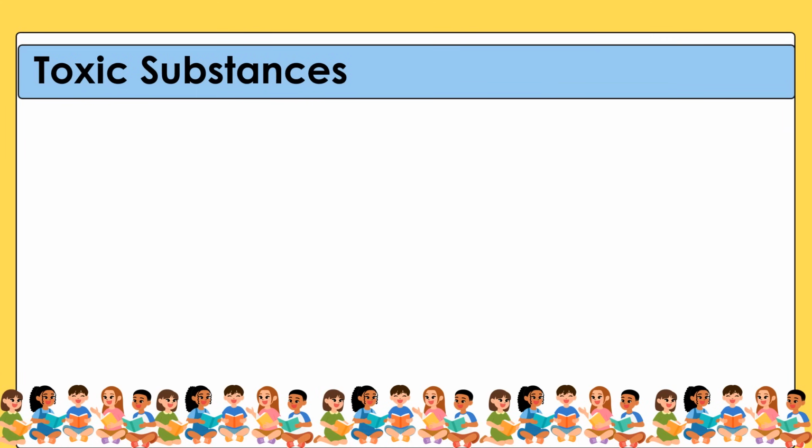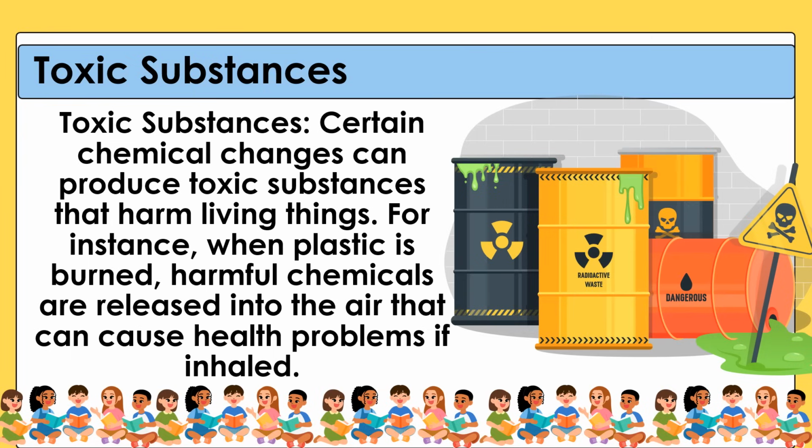Next is toxic substances. Certain chemical changes can produce toxic substances that harm living things. For instance, when plastic is burned, harmful chemicals are released into the air that can cause health problems if inhaled.